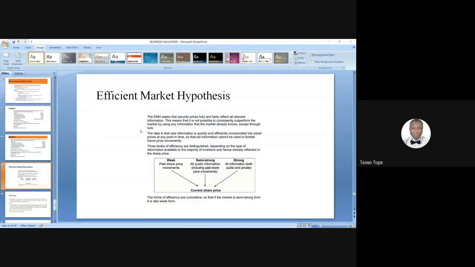Once there is a question and you're asked to explain weak form of efficiency, efficient market hypothesis, the clear feature is that future price movement cannot be predicted from past price movement. And also, technical analysis cannot help to make consistent gain on the market.